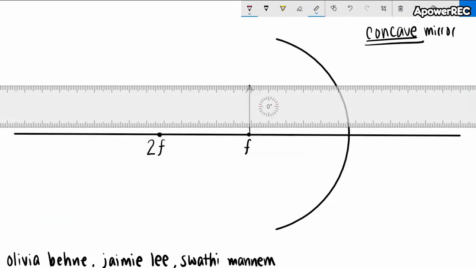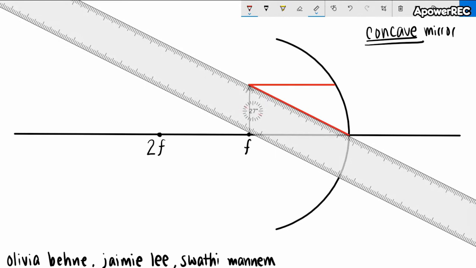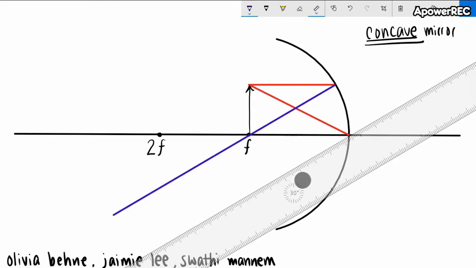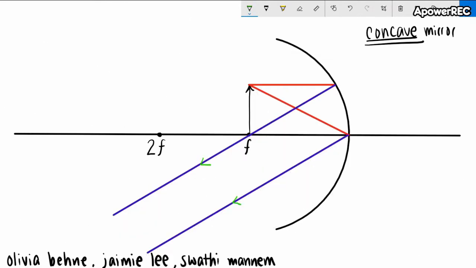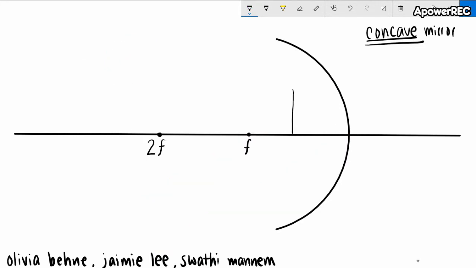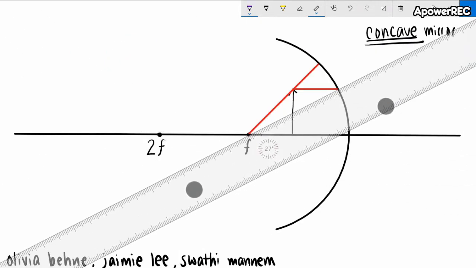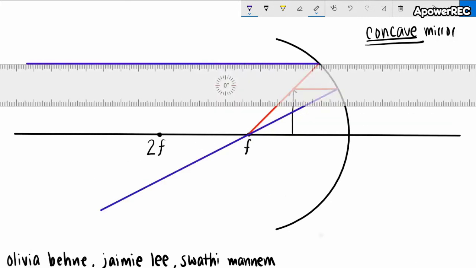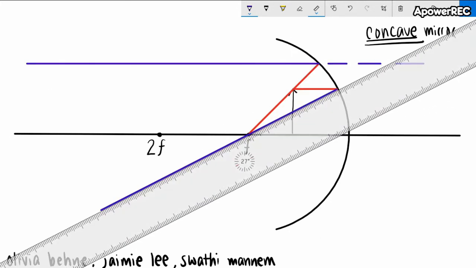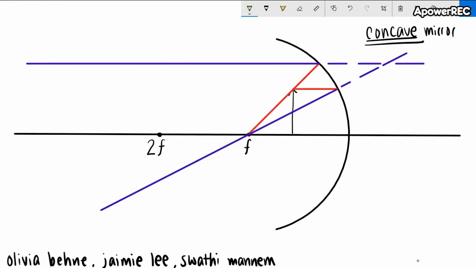When the object is on top of the focus, there is no reflected image, as the rays are parallel coming back and they never intersect. When the object is in front of the focus, you can see that the reflected image is actually a virtual image, and it is larger than the original object. It is also located to the right of the mirror in a ray diagram.